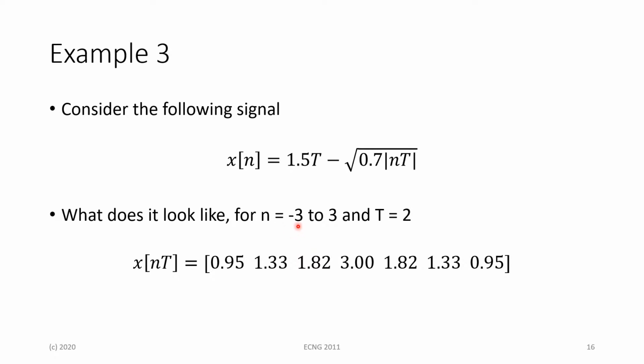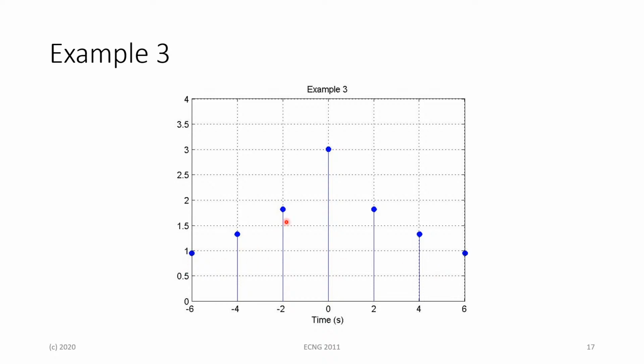So if we put in n from -3 to +3 and t equal 2, and we plot it, we basically are going to get these values here, and if we stem plot it, we get this nice representation of our signal. Keeping in mind that n went from -3 to +3 in integer intervals, and t here was 2 seconds.